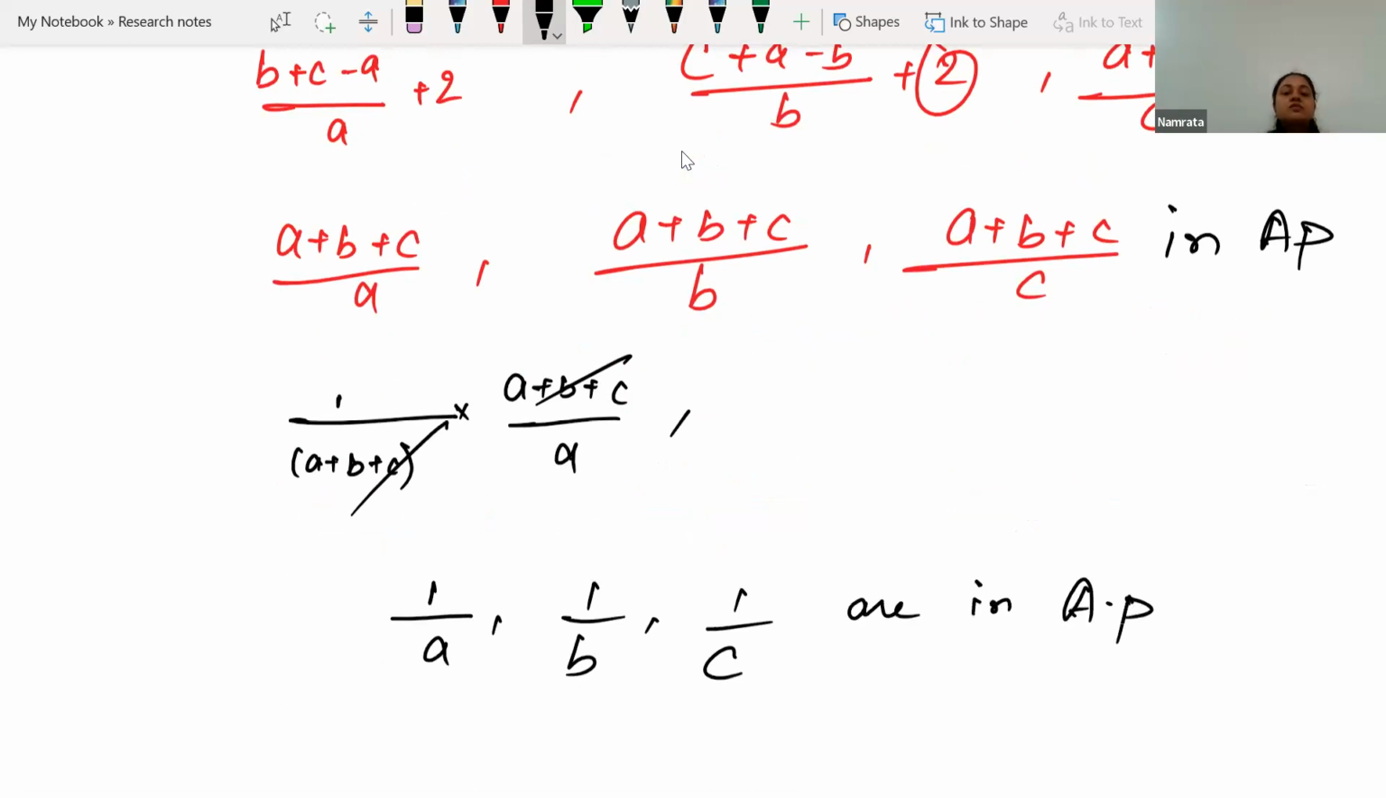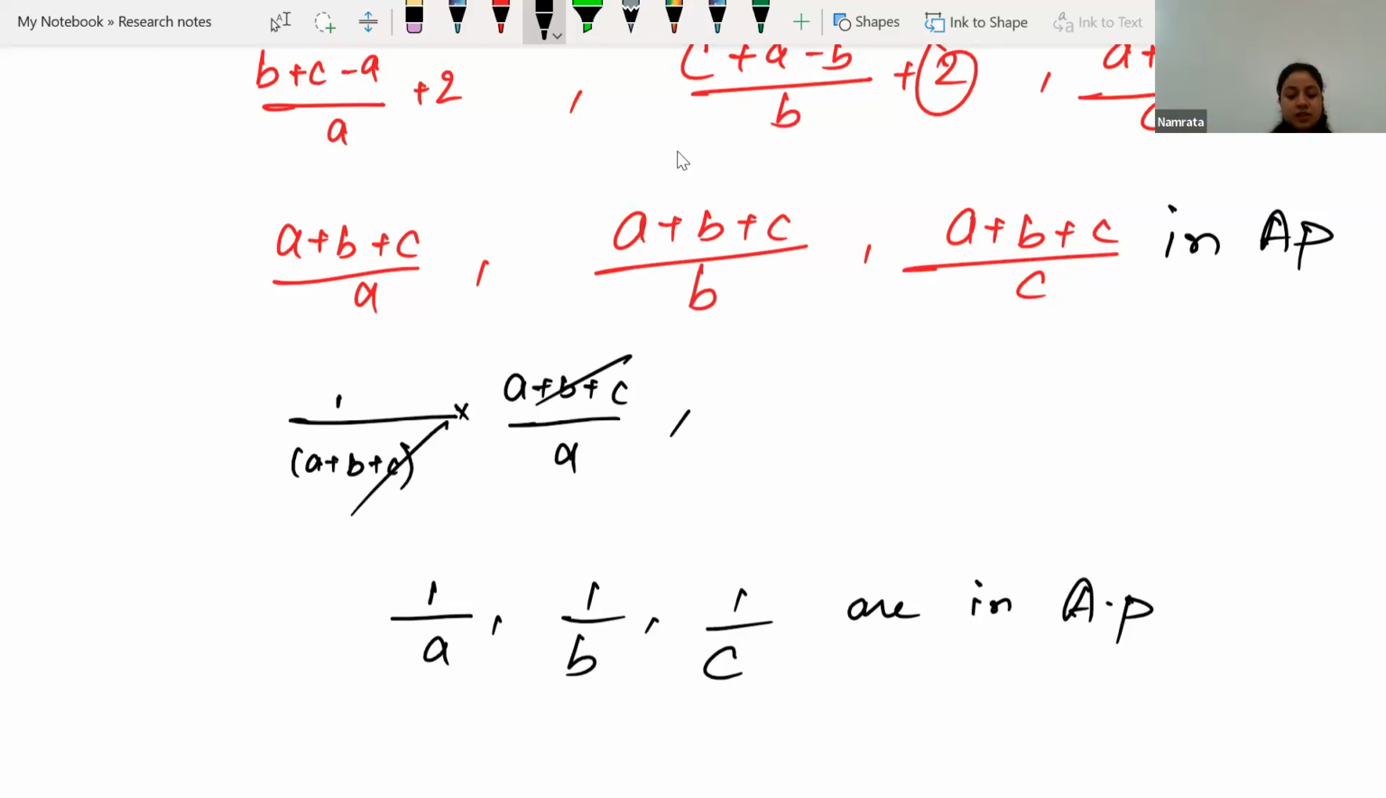Yes, ma'am. So we are free to go ahead and do multiplication, division, addition, subtraction. But the only condition is we must apply the same operation with the same number to each and every term. Then only it will remain in AP. Okay? Okay, Lina?